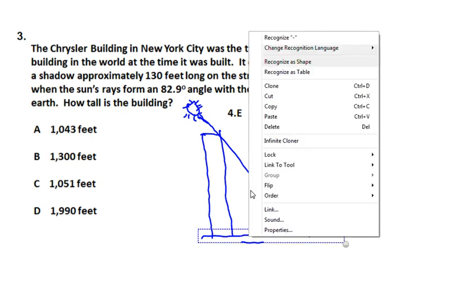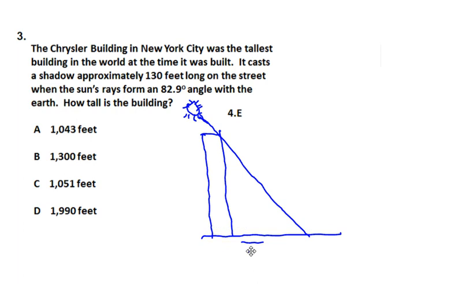And that shadow's length is 130 feet. So 130 feet. Anyway, and this angle here, cast a shadow, forms an 82.9 degree angle with the earth. How tall is the building?